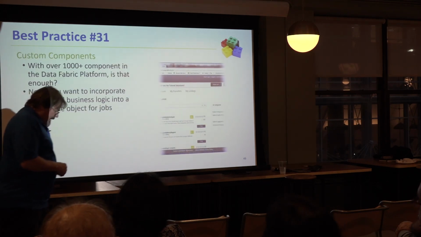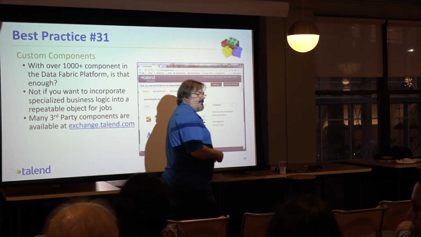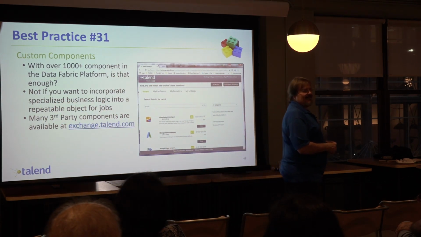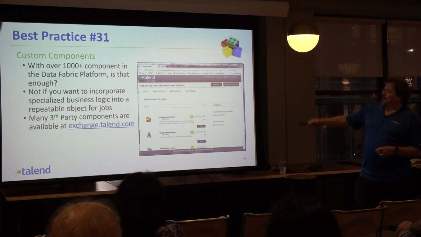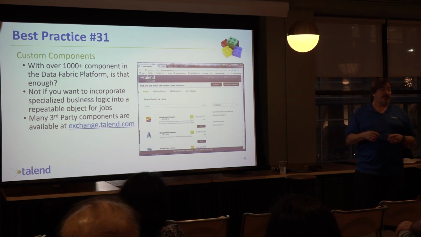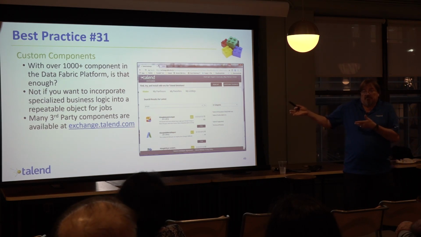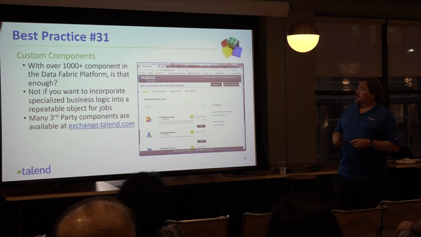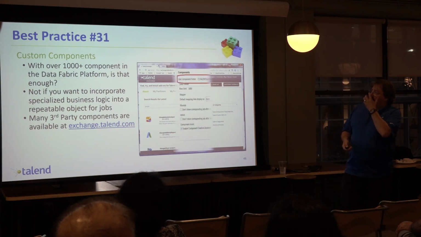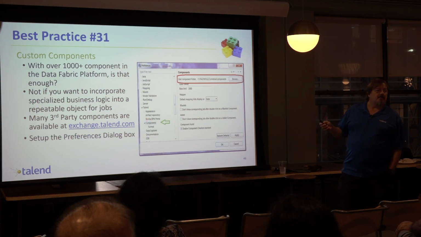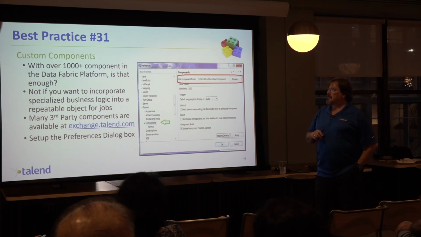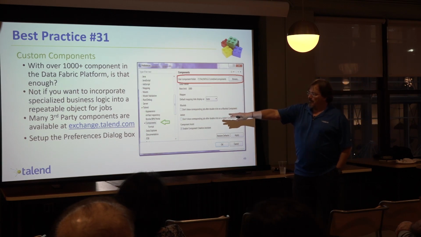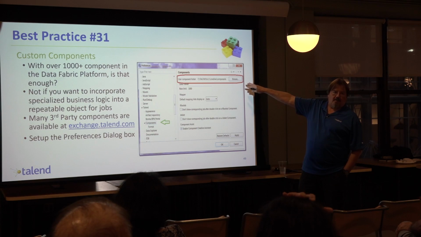Now there's 1,000 plus components in Talend. There's hundreds more in the Exchange. You can go out to exchange.talend.com and find all those components we didn't build that do things you might need. So there is a technique for identifying that component in your Talend environment. You have to actually download it and install it. Two steps. You have to go into the Preferences tab under Components and specify a common folder.